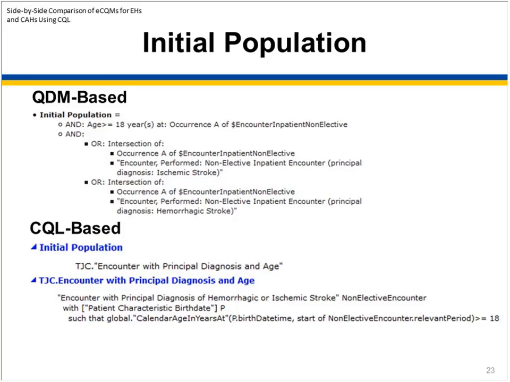And one more thing to note on this, and we'll look more at it a little later, but occurrence A of encounter inpatient non-elective is how we represent a specific occurrence within the current QDM-based measures. That's no longer required with CQL. What we do instead is reference the definition. So as we refine the criteria associated with an encounter, we reference that definition in order to apply that. So we don't need specific occurrences in CQL.